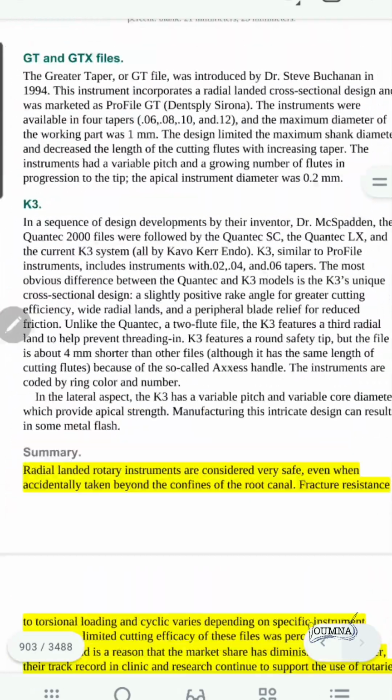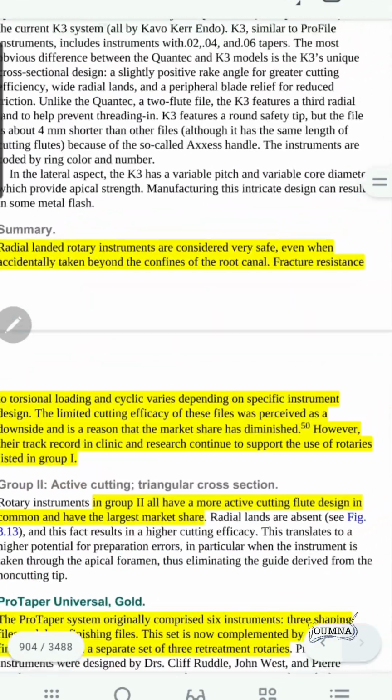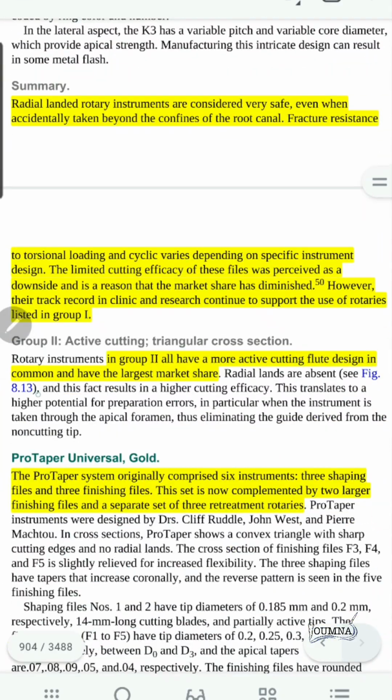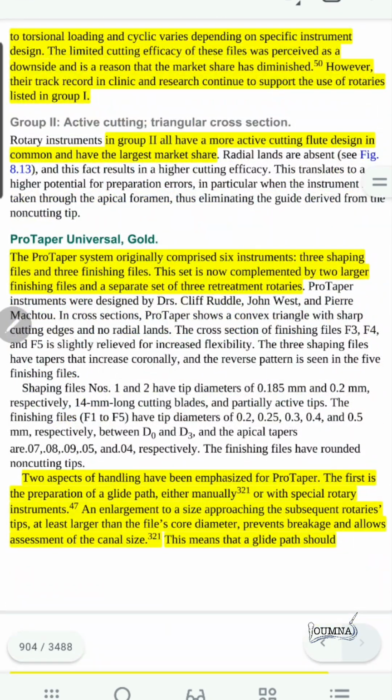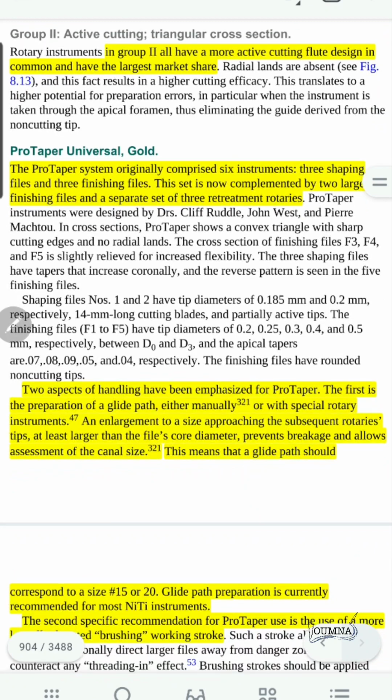He is discussing the types in detail, but here we're talking about the group 2 types. The most famous we know is ProTaper Universal Gold. It is comprised of 6 instruments, 3 shaping files and 3 finishing files, and it has a separate kit of 3 retreatment rotary files.